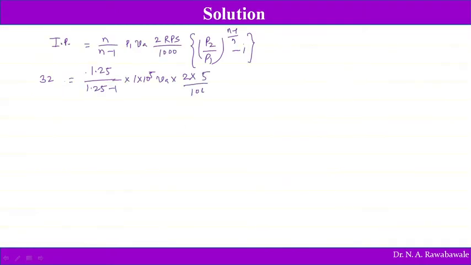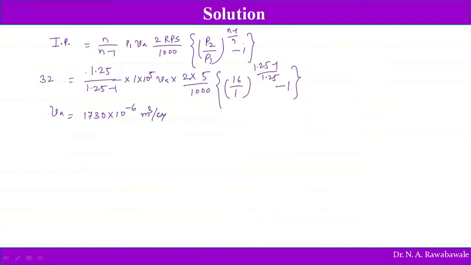divided by 1000, in bracket P2 divided by P1. P2 is 16 bar, divided by P1 is 1 bar, to the power of (1.25 minus 1) divided by 1.25, minus 1. Then from this we can get VA as 1730 into 10 to the power of minus 6 meter cube per cycle.